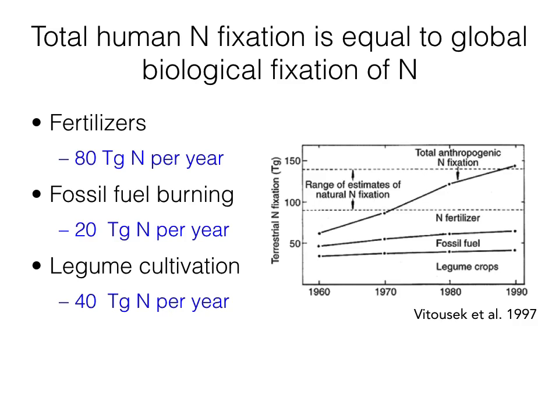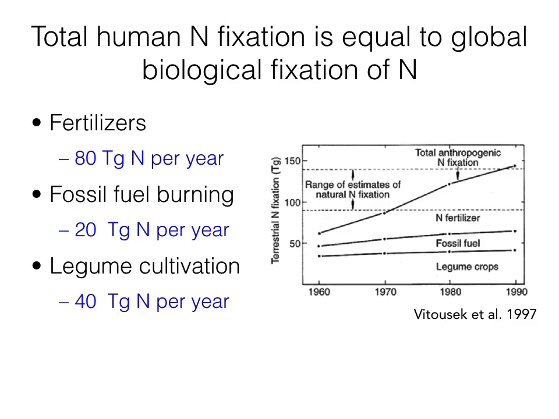Fossil fuel burning as well. There are nitrogen oxides in fossil fuels that, once combusted, enter the atmosphere and enter the nitrogen cycle in that way. About 20 teragrams per year of nitrogen is added due to fossil fuel burning.